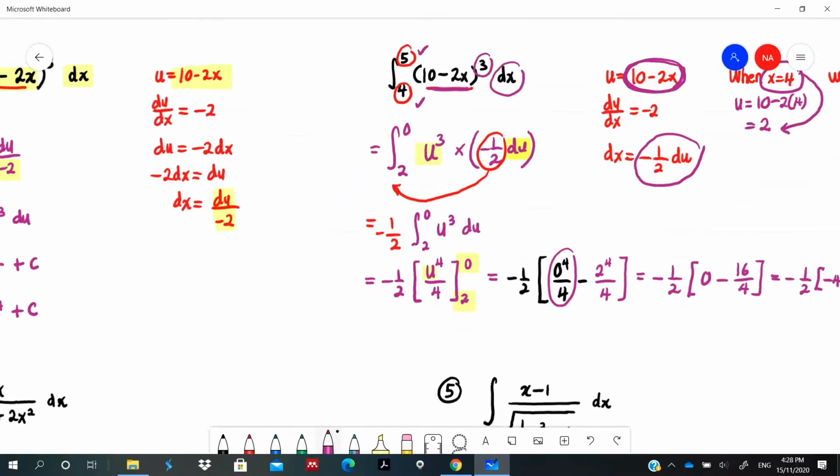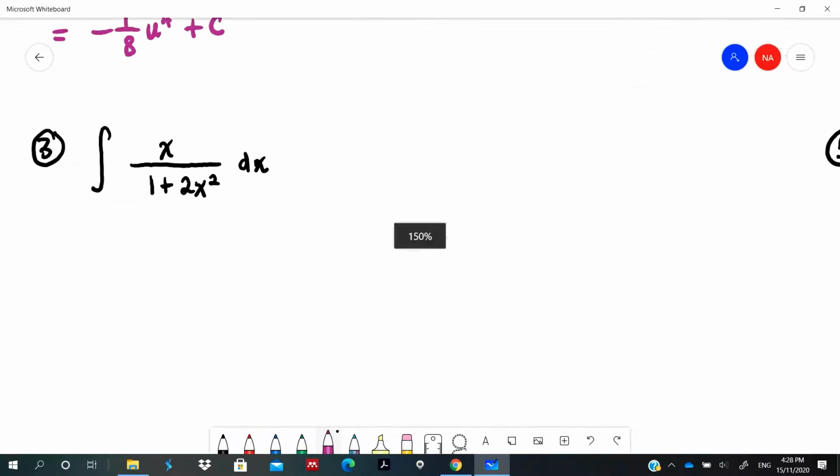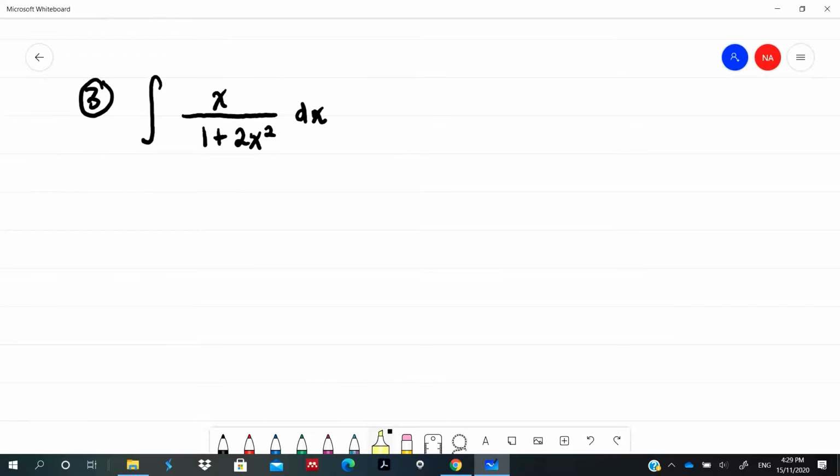Alright. So now, let's see question number 3. What if we have something like this? We cannot use the u over v technique for integration, because that one is only for differentiation. So what you could do is use the u substitution. In this case, which function should be substituted? Is it x? Let's say you choose x.